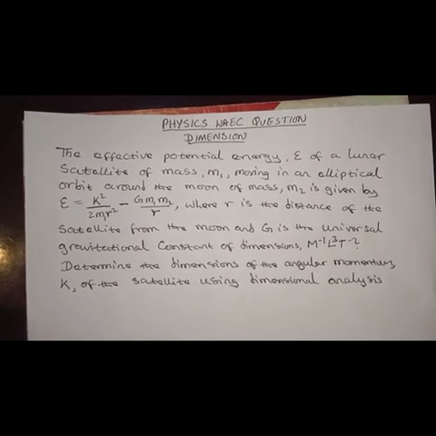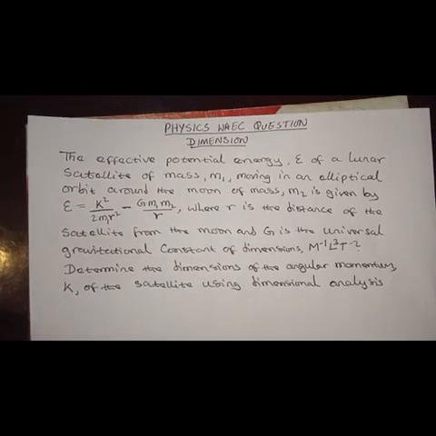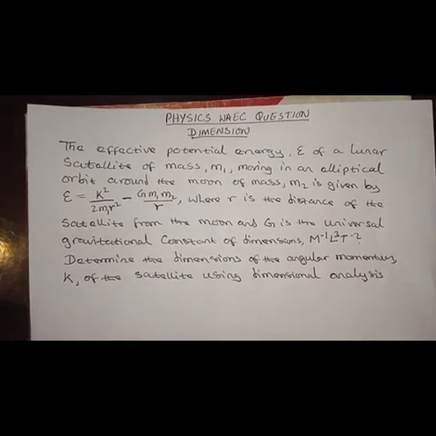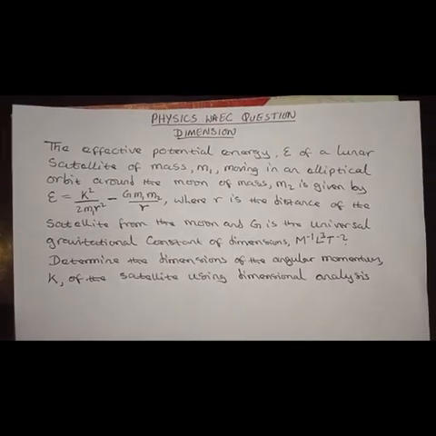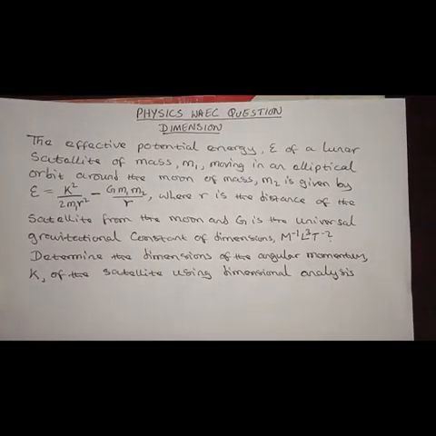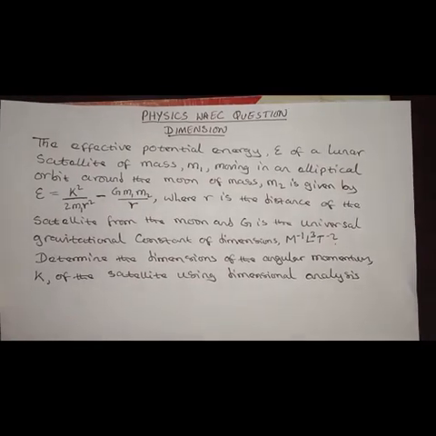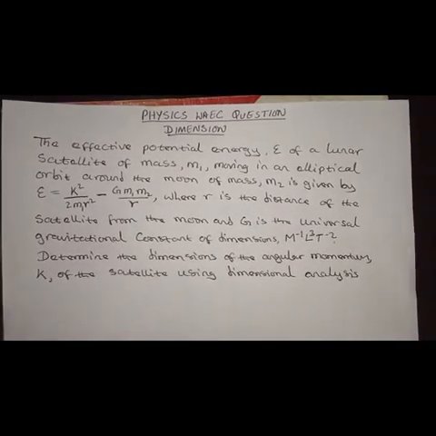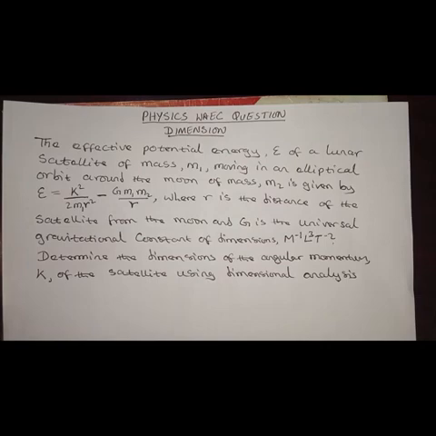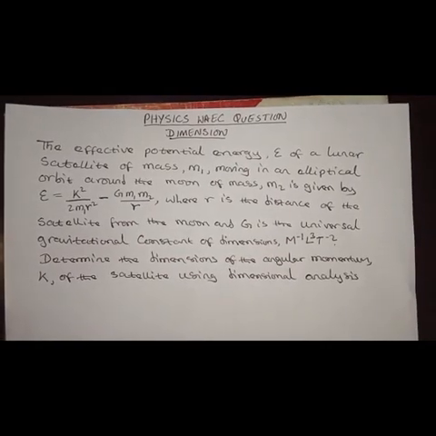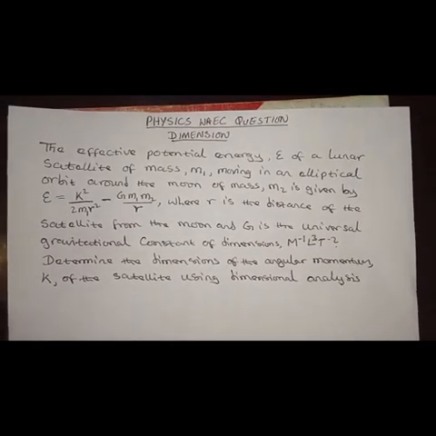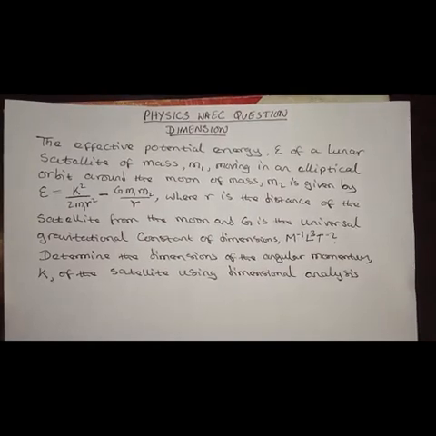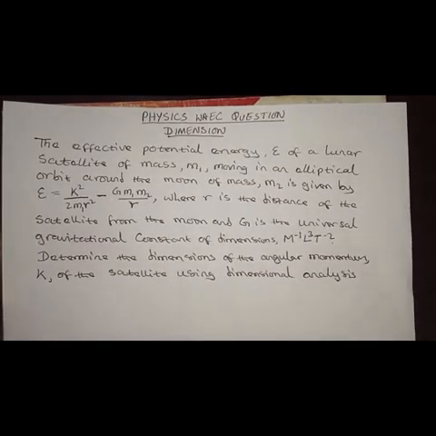Determine the dimensions of the angular momentum k of the satellite using dimensional analysis. I told us earlier that if we are to determine the dimension of a quantity using the dimensions of other known quantities, all we need to do is, in the equation, pick two terms and equate them, because every term in an equation, if the equation is correct, is dimensionally equal.